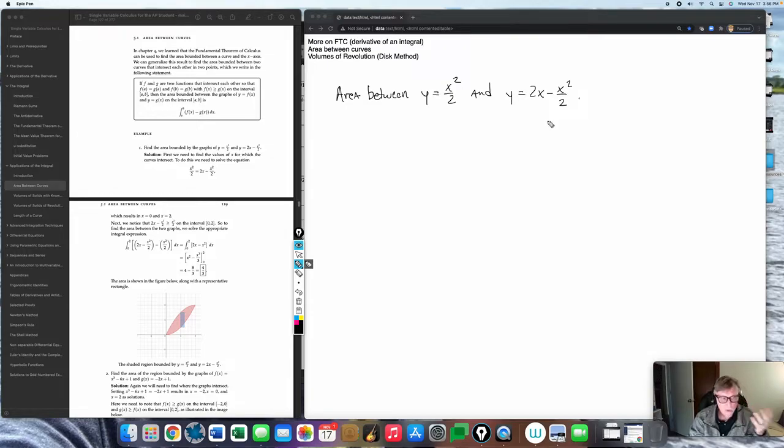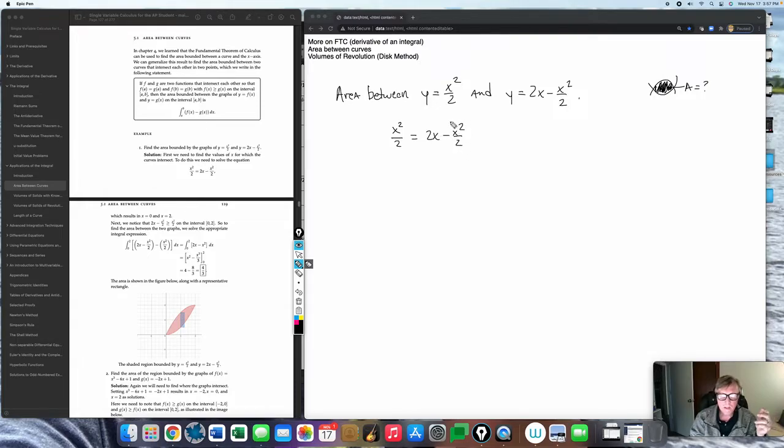Well, we don't have an interval, right? So the first thing we need to do is find the values of x for which the curves intersect. And these curves are going to intersect because this first graph is an upward parabola and the second one is a downward parabola, right? So they're going to intersect, and we're going to try to find the area between the two parabolas, one pointing up, one pointing down. Okay. So the way that we're going to do that is by solving the equation where we set these two expressions equal to each other.